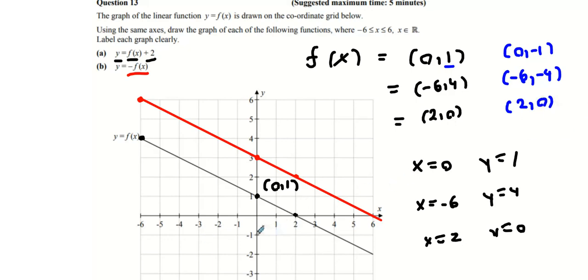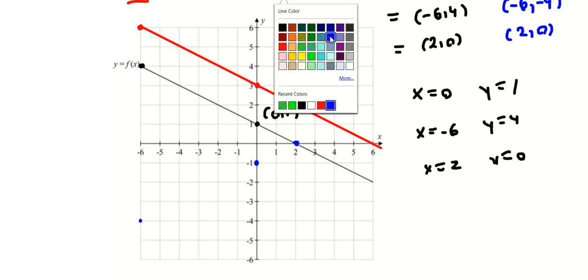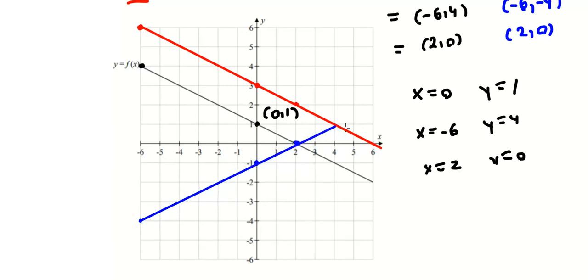So this is going to be 0, -1, which is here. You're going to have 2, 0, which is still here. And then you're going to have -6, -4, which is all the way down here. And then you're going to draw this line, like so. And that is minus f of x.